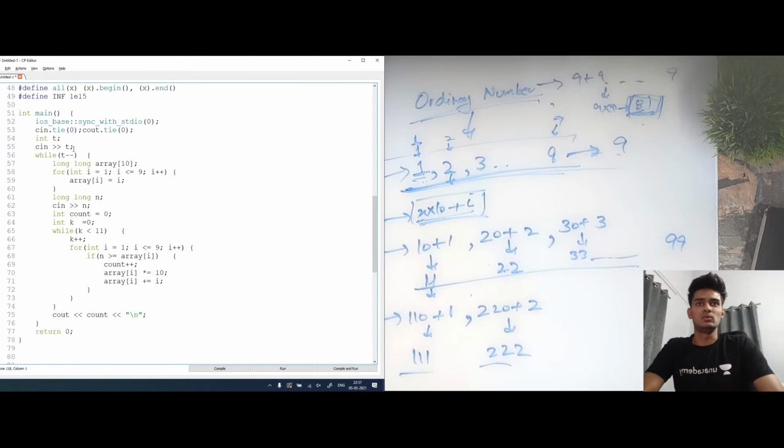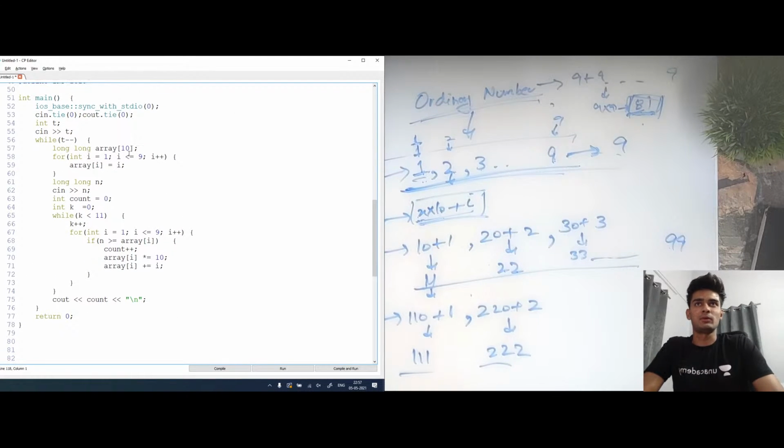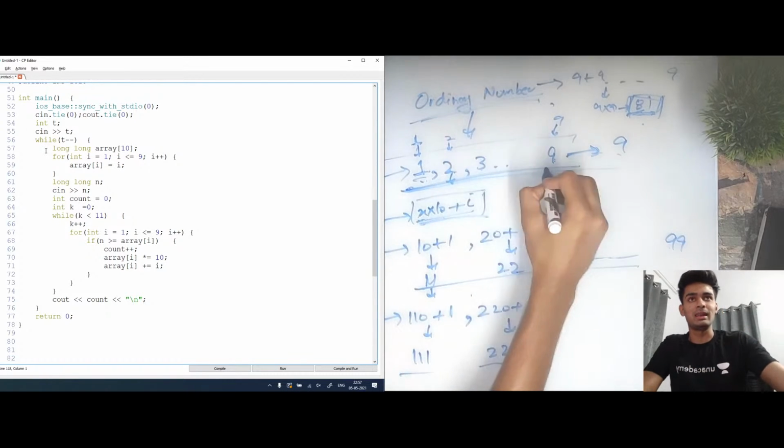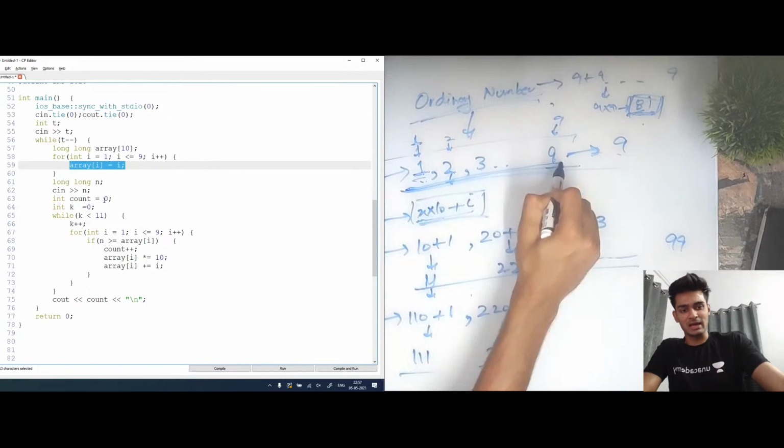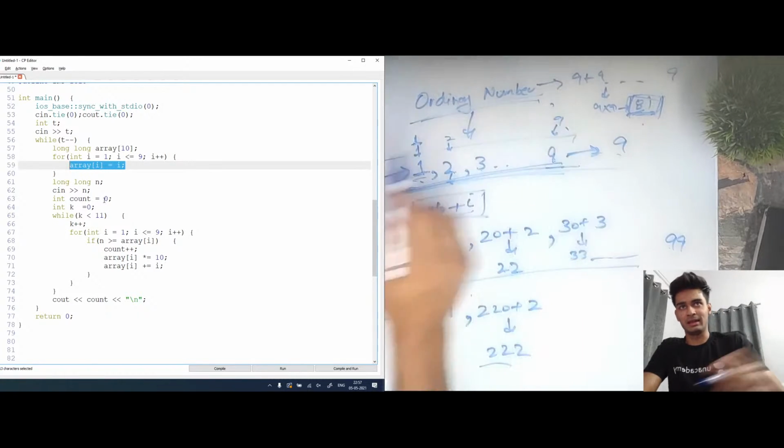So let's see the code now. So let's see what I'm doing. Basically, for every test case, I'm generating the very first array, which is 1, 2, 3 till 9. So I have an array of size 10, and from i equals 1 till i less than or equal to 9, I'm doing array[i] equals i. This is going to generate this very first array with indexes 1, 2 till 9.